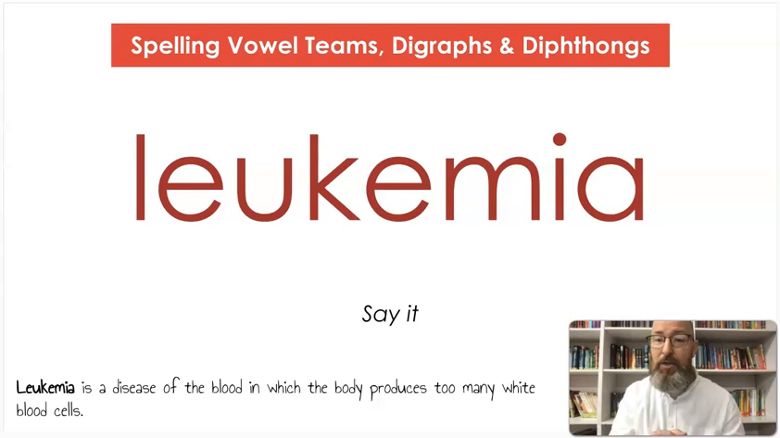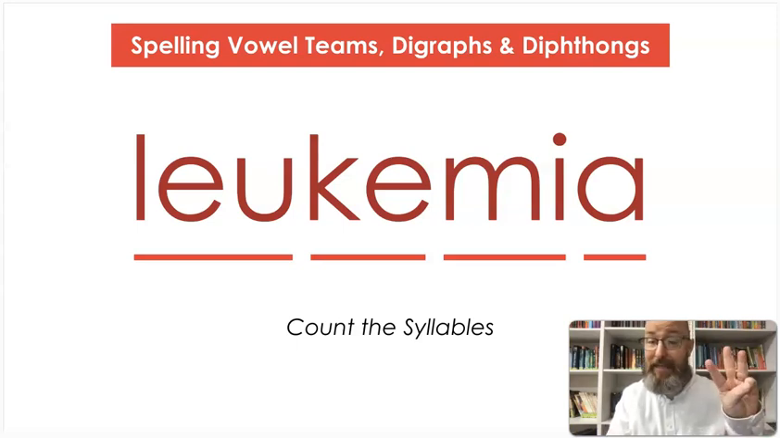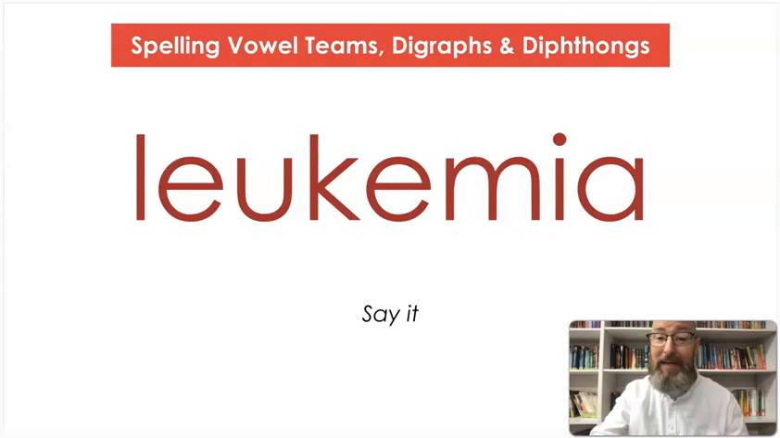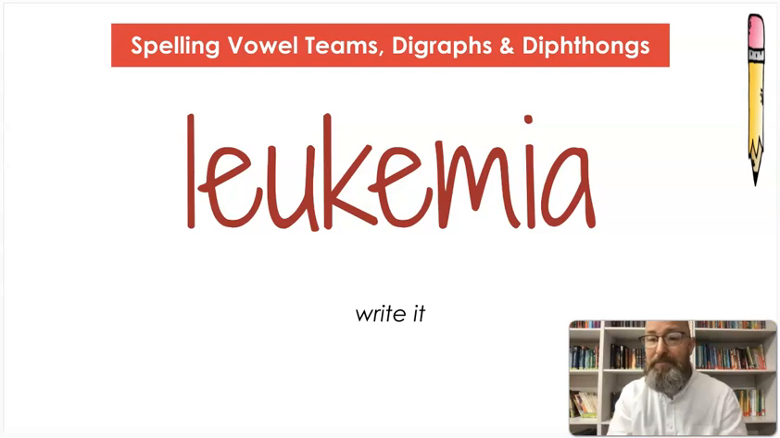Our next word is leukemia. Say leukemia. Leukemia is a disease of the blood in which the body produces too many white blood cells. Let's count the syllables. Leukemia. Leukemia. Let's spell it. Leukemia. Leukemia. And let's write it.